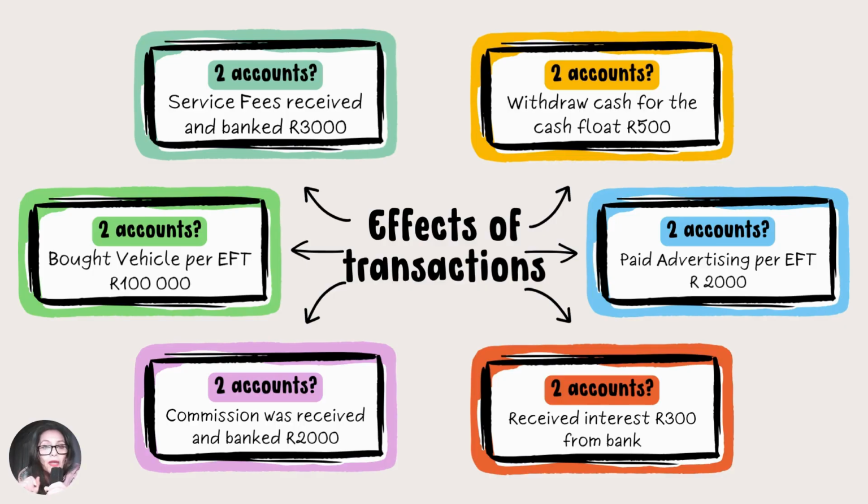Bought vehicle per EFT, 100,000 Rand. What are the two accounts? Put them in the comments below. I want to know if you know what bought vehicle per EFT 100,000 is. Last one, commission was received in bank, 2,000 Rand. What is that? What are the two accounts? Put that in the comments below. Let's have a look at what you come up with.